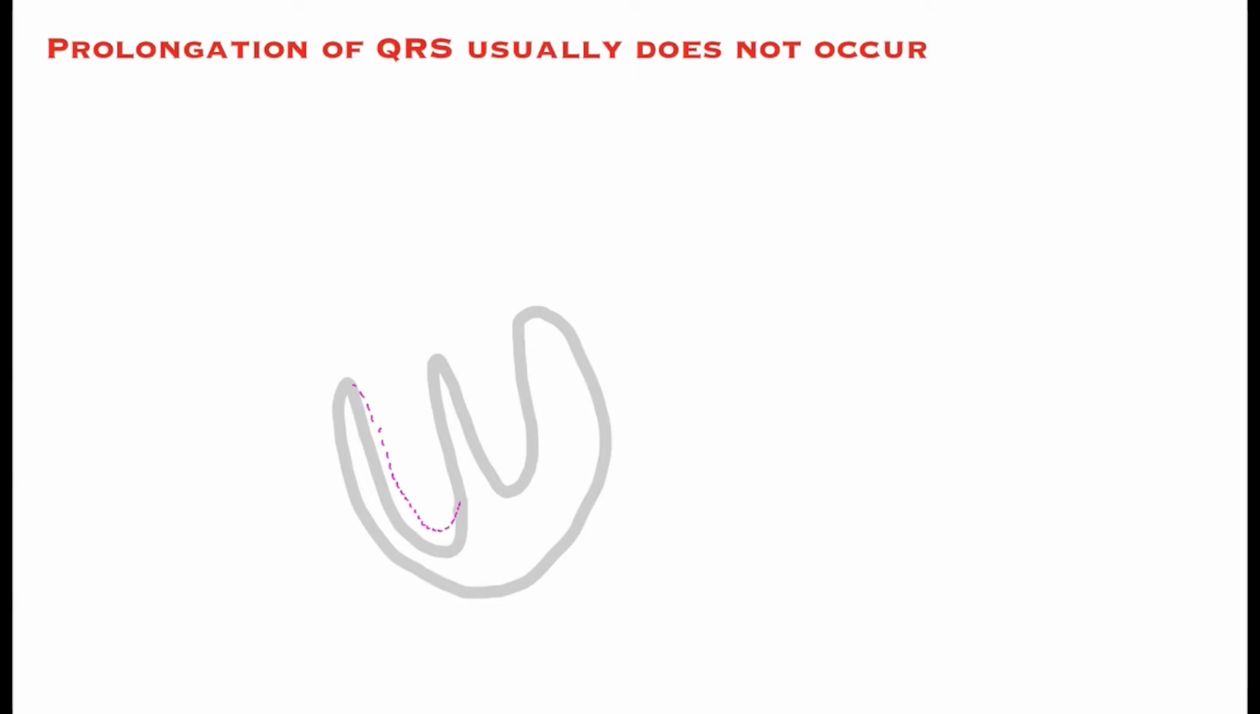Okay, starting off with the first one, in case of right ventricular hypertrophy, the prolongation of the QRS does not usually occur. So what's the reason behind that? Because of the thinner wall of the right ventricle and the smaller mass, the right ventricle generally does not contribute significantly to the generation of the QRS complex.